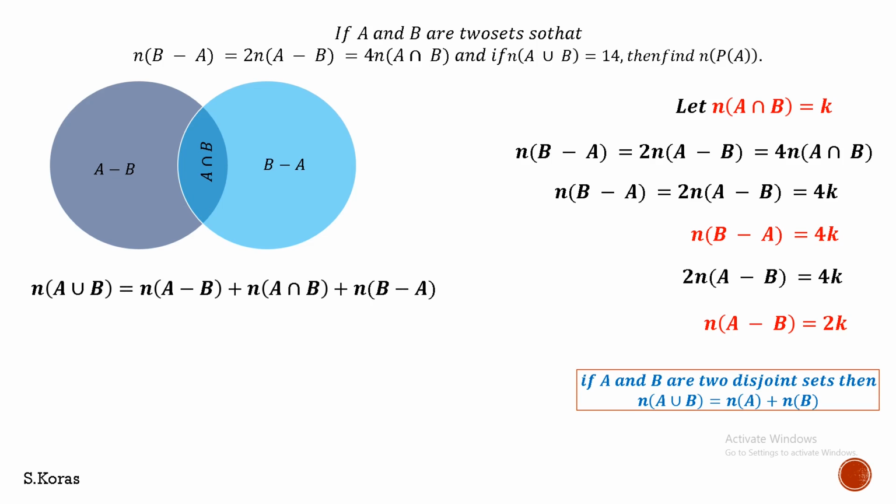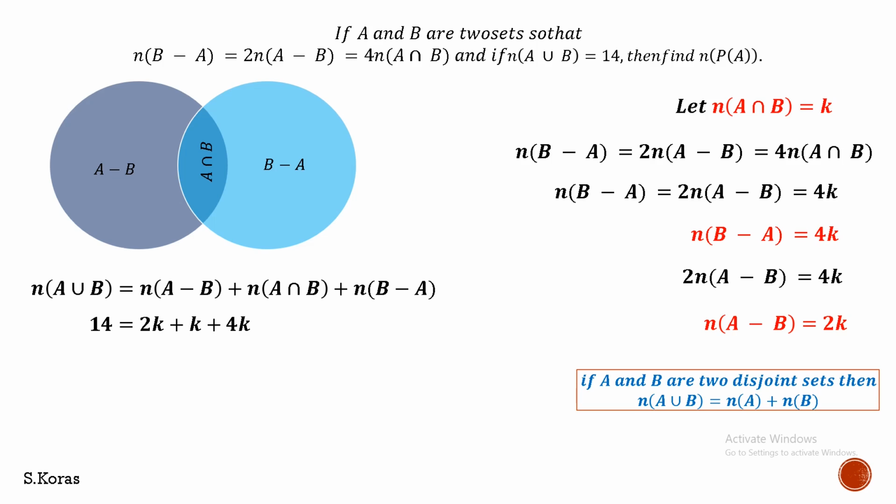Now let us apply the result we have obtained. The first one is n of A difference B, that is 2K. So instead of this, we can write 2K. Moreover, they have given us n of A union B as 14, so we can write 14 for n of A union B, 2K for this, K for n of A intersection B, and for n of B difference A, we can write 4K. Now let us substitute all this.